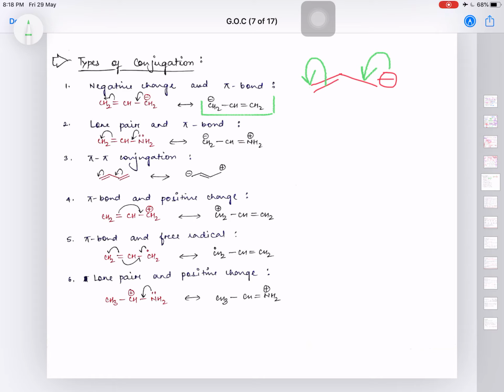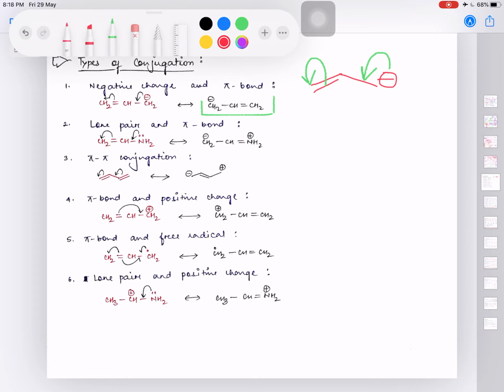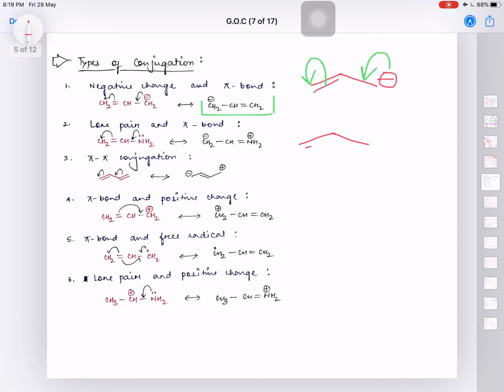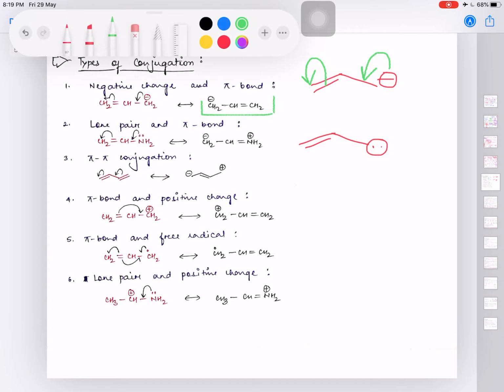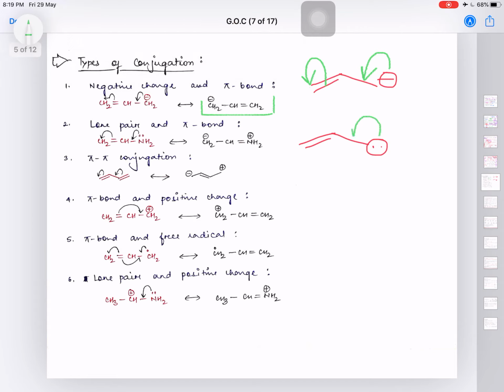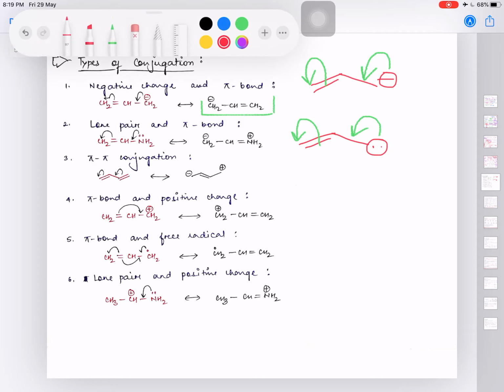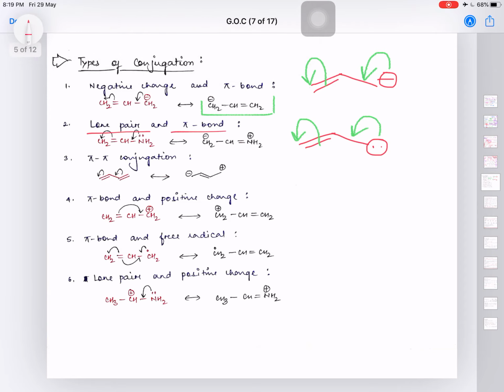The second type of conjugation is that you can have a double bond with a lone pair. Okay, double bond with lone pair. So lone pair also means excess of electrons, so it also can give its electrons to the bond, and the next pi bond can open up to give its electrons to the atom. Okay, so this is called lone pair and pi bond conjugation. So you will get this structure.